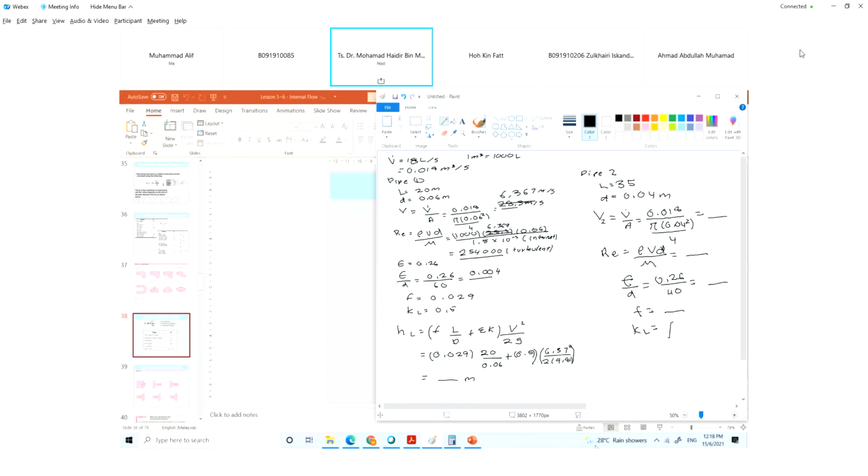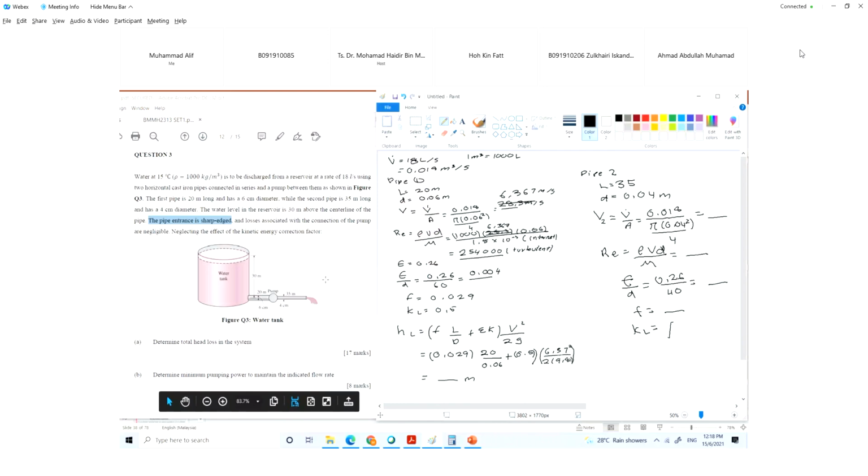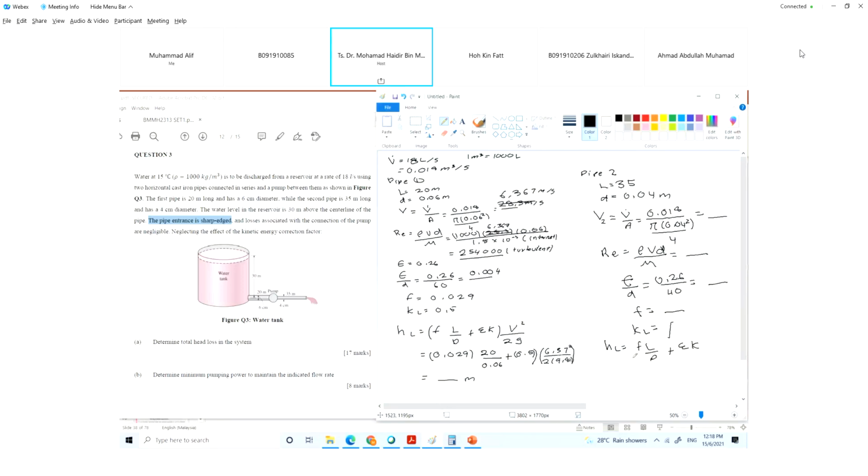And then for the head loss for the second pipe, again head loss is equal to FL over D plus sum of K, V squared over 2g. Okay, and then put in all the information. You got the head loss for the second pipe. And then to determine the total, head loss total is equal to head loss for the first pipe plus head loss for the second pipe. You get the total head loss.